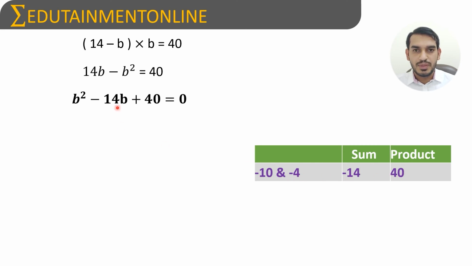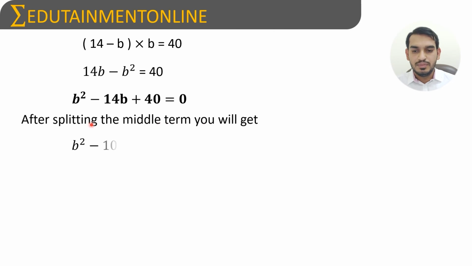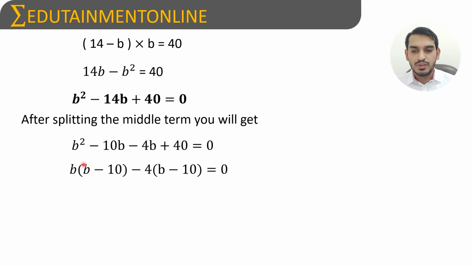So in place of the middle term minus 14B, we can substitute minus 10B minus 4B. So the equation will be B square minus 10B minus 4B plus 40 is equal to 0. Now from the first two terms we can take B common, and from the last two terms we can take minus 4 common. From the first two terms, B remains here and minus 10 remains here. In the last two terms, taking minus 4 common, B remains here and minus 10 remains here.